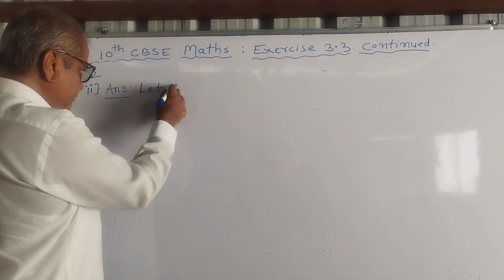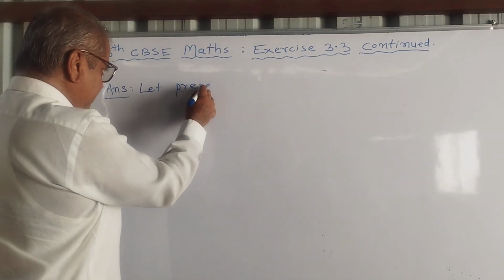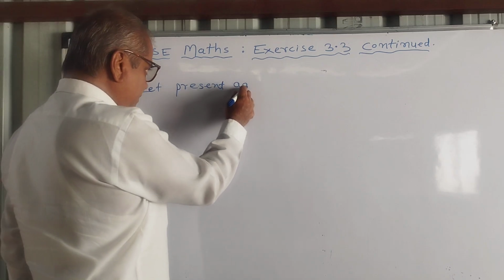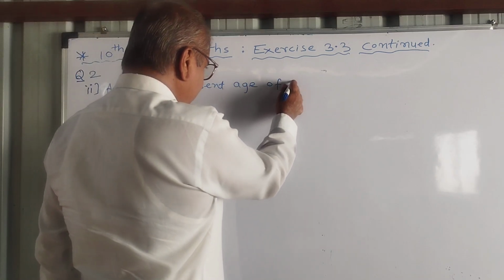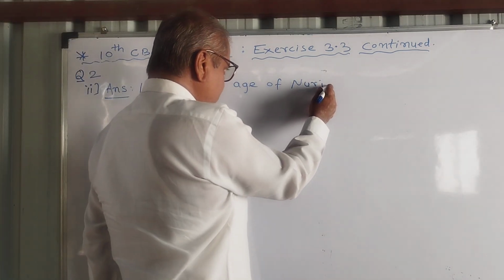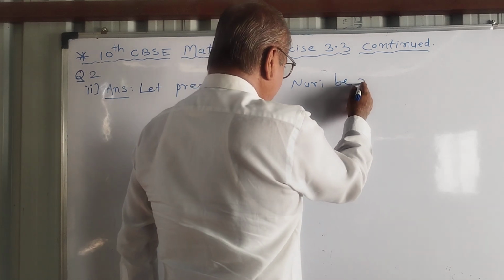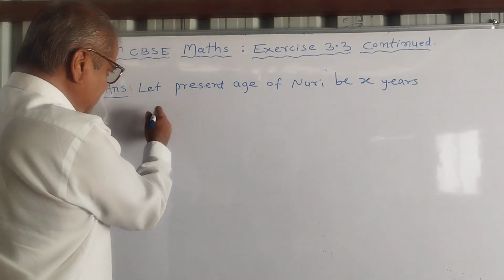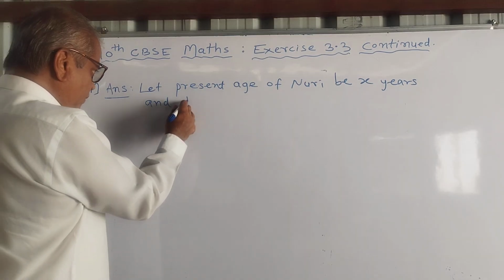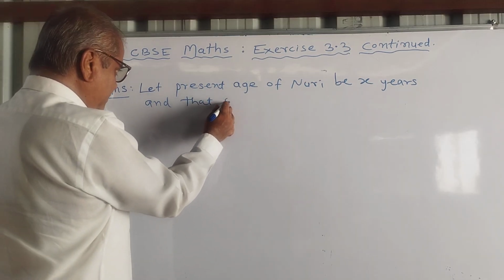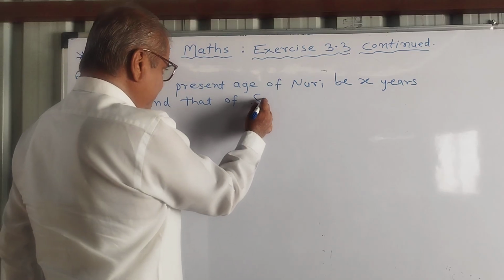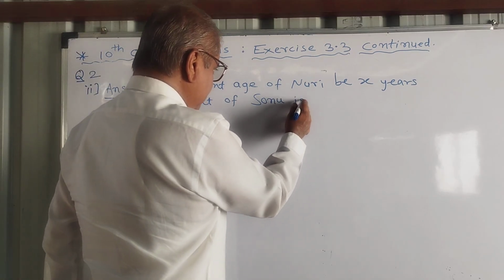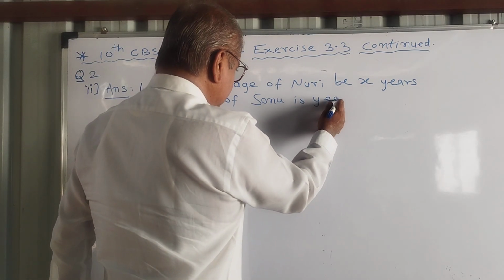Let present age of Nuri be x years and that of Sonu is y years.